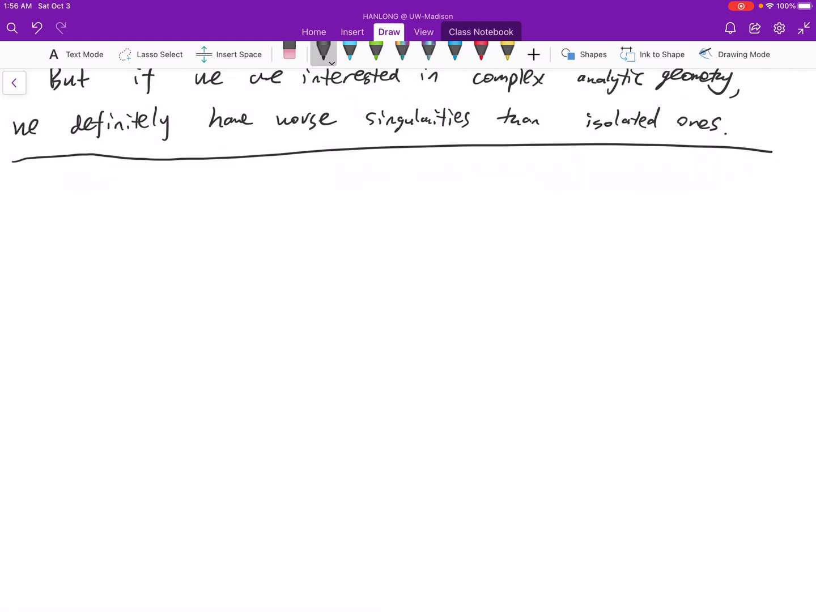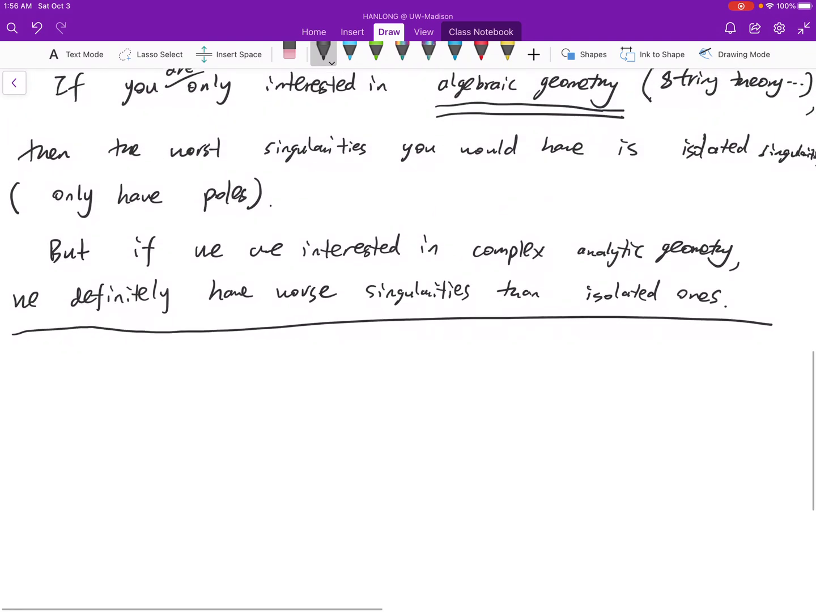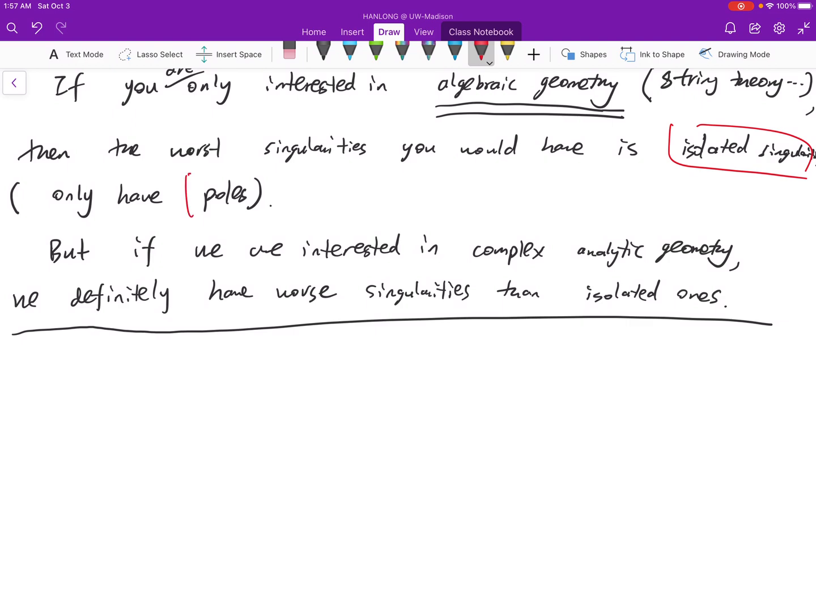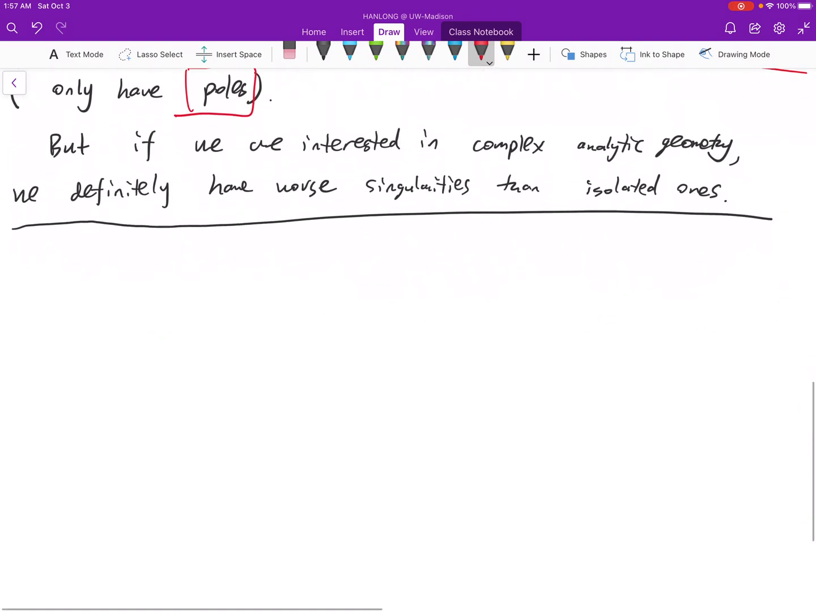As I said before, usually people study the most interesting topics. And if you want to study those interesting sub-objects, you usually put some good assumptions. Here, the good assumption is isolated singularity.